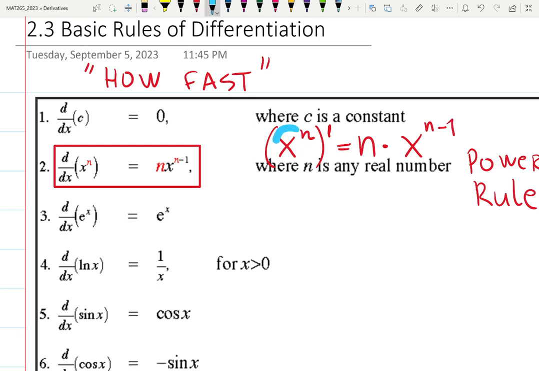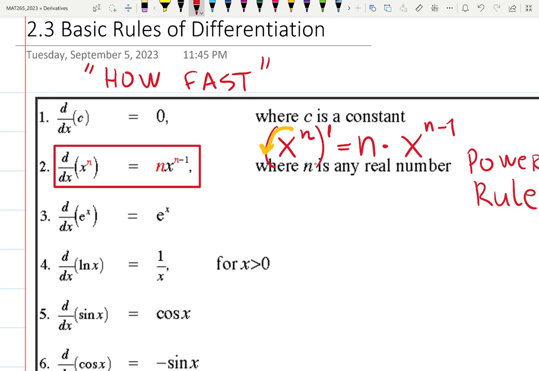So n goes down, and now you change the power by decreasing it by 1. That works for everything except n should not be minus 1. No, it's fine. Works for everything. It's called the power rule. I'm going to do lots of examples.